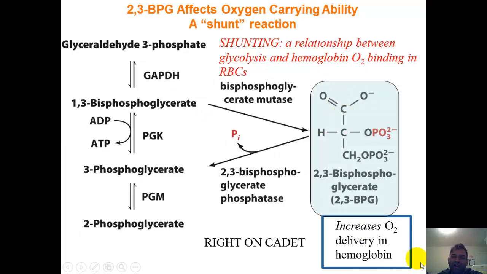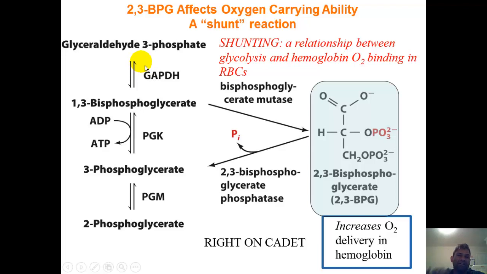Obviously we know from the hemoglobin lecture, 2,3-bisphosphoglycerate can bind to hemoglobin and increase oxygen delivery. It shifts the hemoglobin from the R state to the T state, and the T state actually releases oxygen to the tissues. And then that 2,3-bisphosphoglycerate, via another enzyme, the phosphatase, can regenerate 3-phosphoglycerate, which can then proceed through glycolysis. So literally you have a metabolic detour.